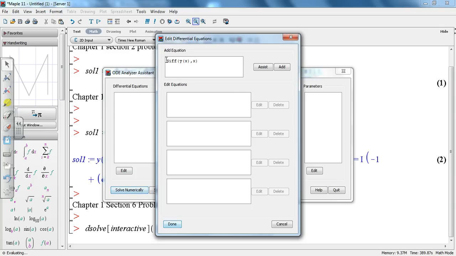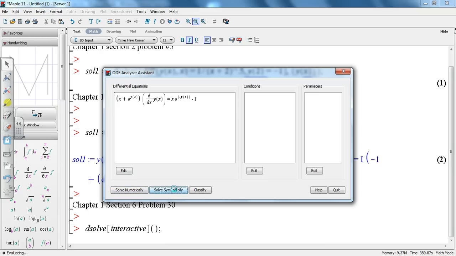Alright. I'm going to have parentheses x plus exponential exp y of x, close parentheses, times the first derivative equals x times exp minus y of x minus 1. And that must be right. Okay, so we're done entering it.